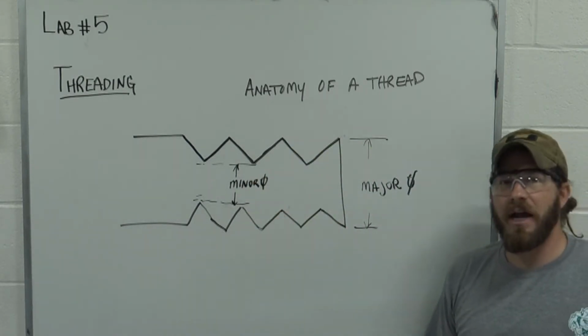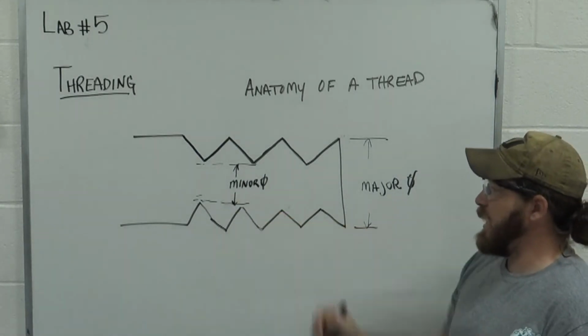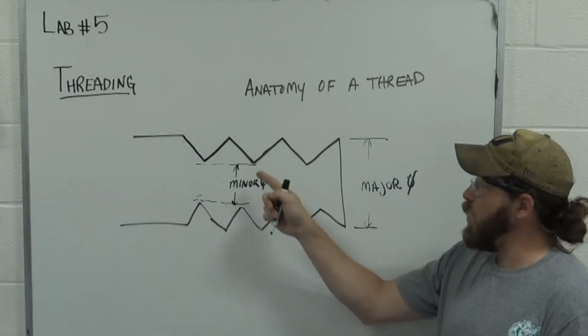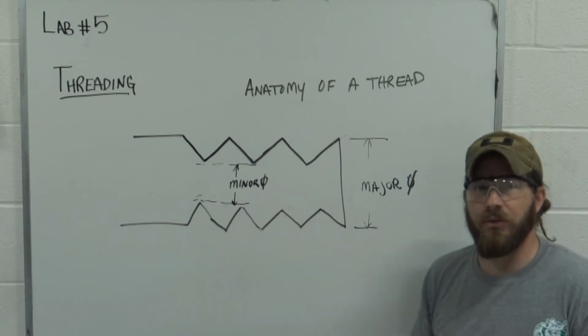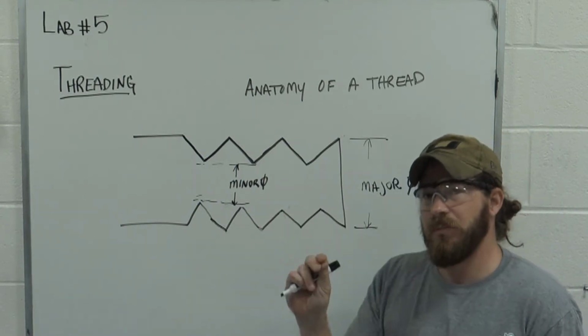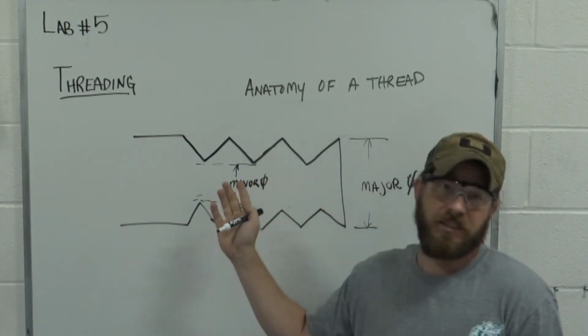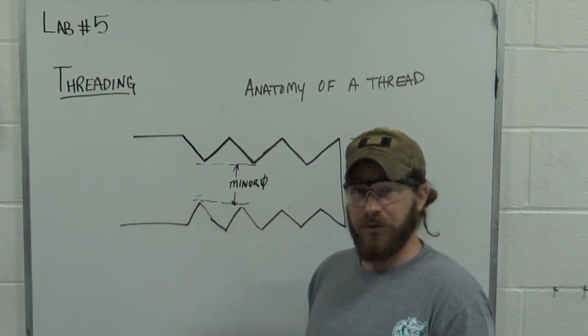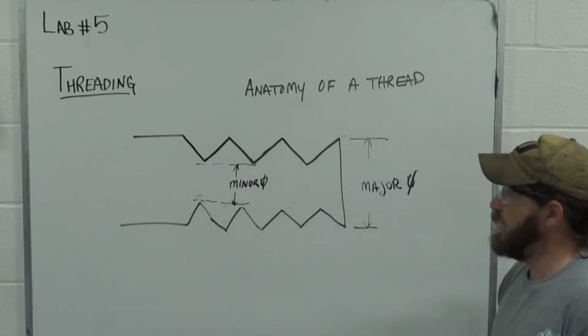We also have a minor diameter. The minor diameter is from the bottom of one thread to the bottom of the other thread on the other side. So it is the smallest part of the thread that's actually holding the thread together. Okay?